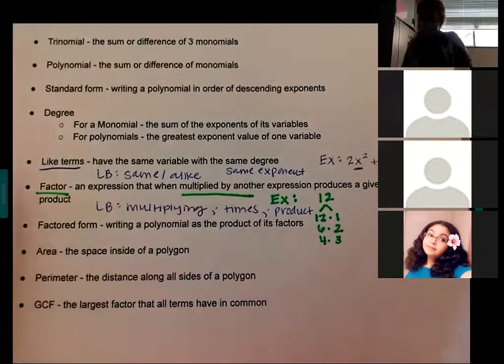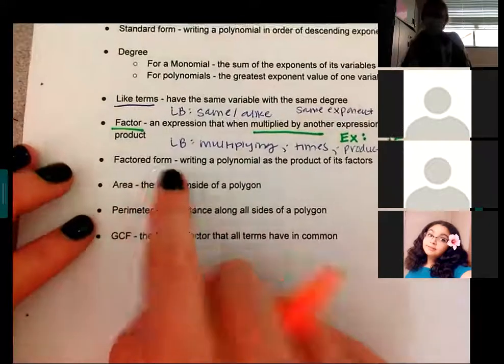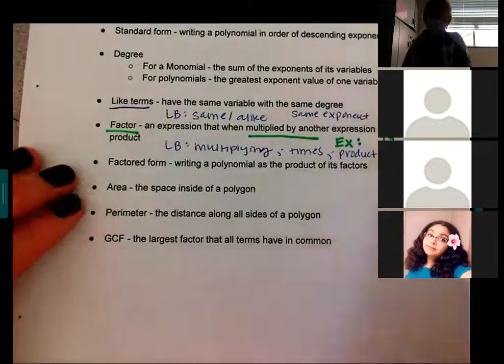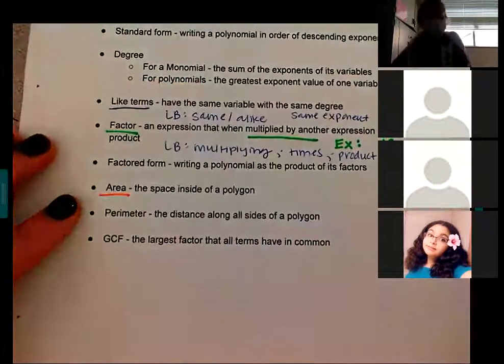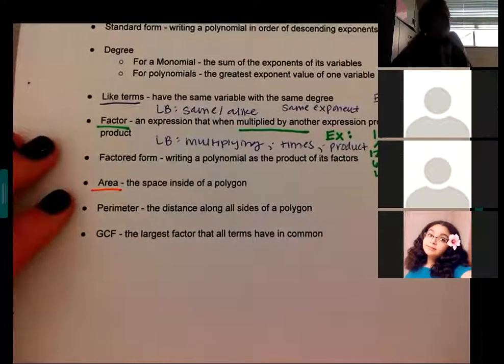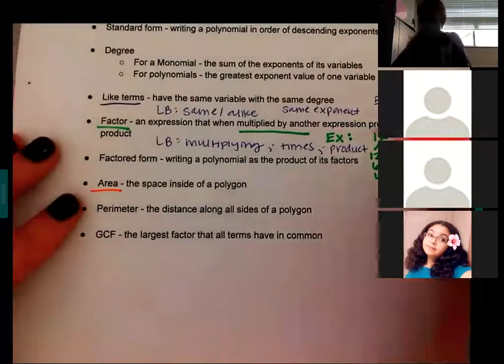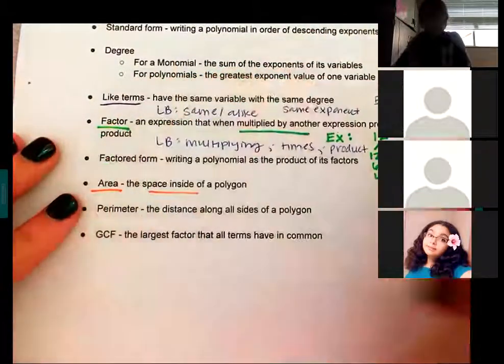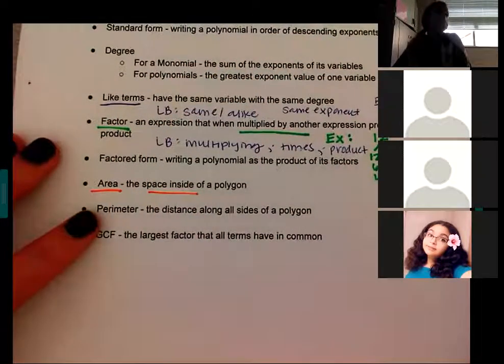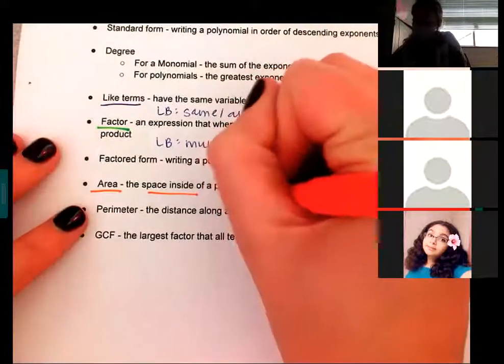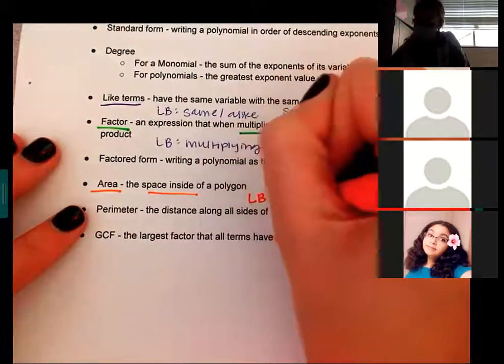All right. I'm going to skip the next one because we shouldn't know what that is from middle school. That's a little new. We should know what area is from middle school. What's area? Length times width. It helps you find the space inside a polygon. What's a polygon? A shape. So for area, your light bulb word could be inside.